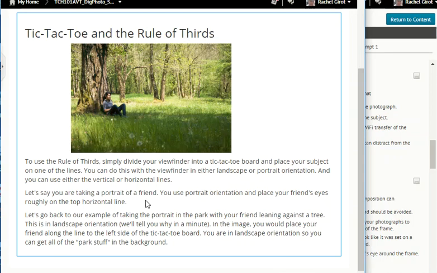Let's say you're taking a portrait of a friend. Use a portrait orientation and place your friend's eyes roughly on the top horizontal line. Let's go back to our example of taking the portrait in the park with your friend leaning against a tree. This is in landscape orientation. In the image, you would place your friend along the line to the left side of the tic-tac-toe board. You are in landscape orientation, so you can get all of the park stuff in the background.